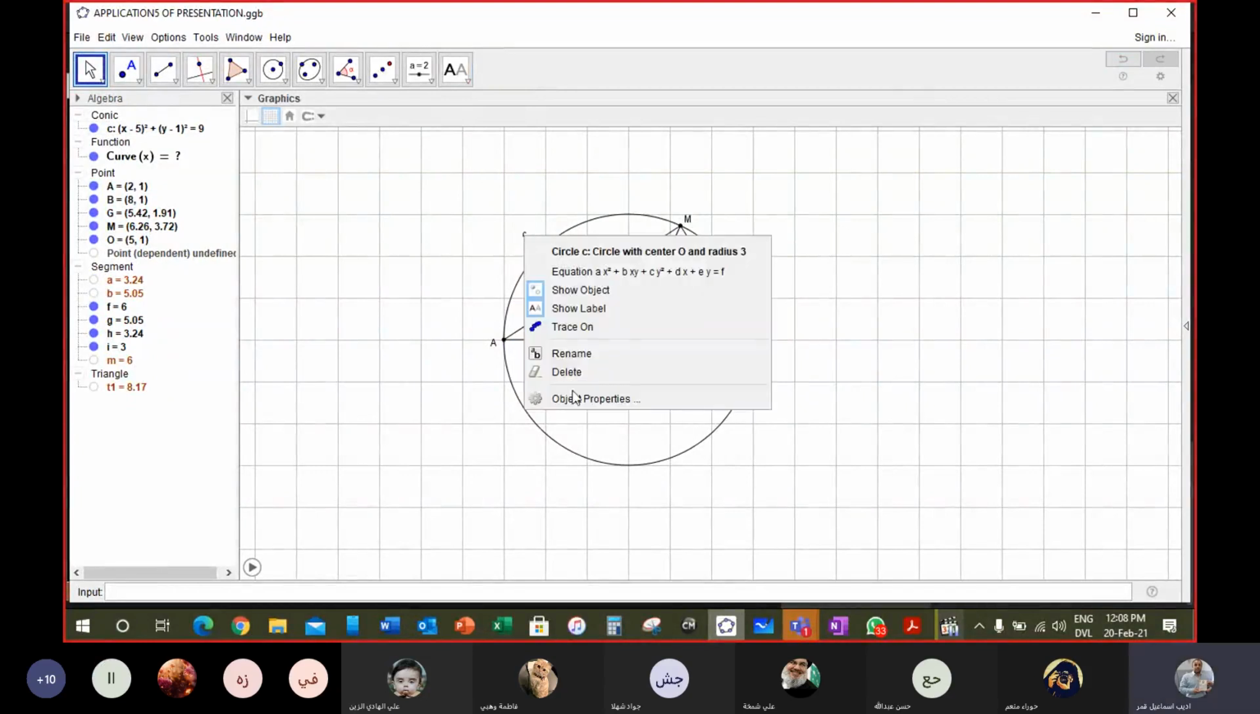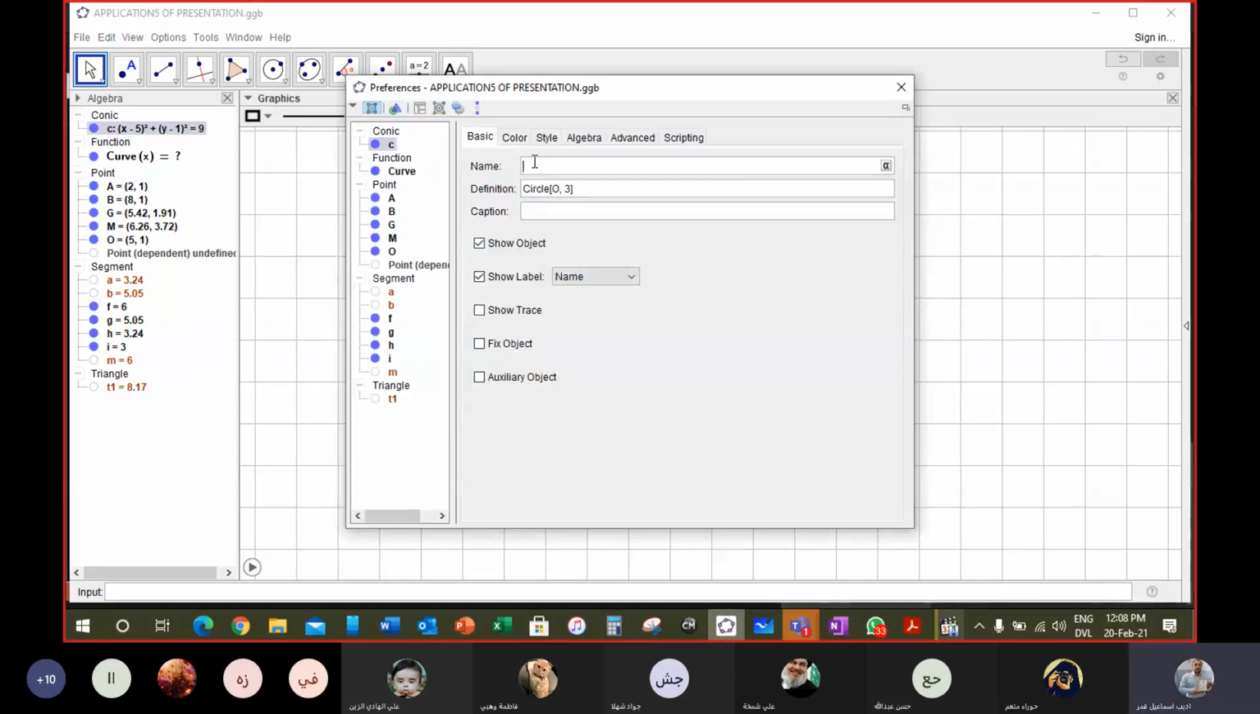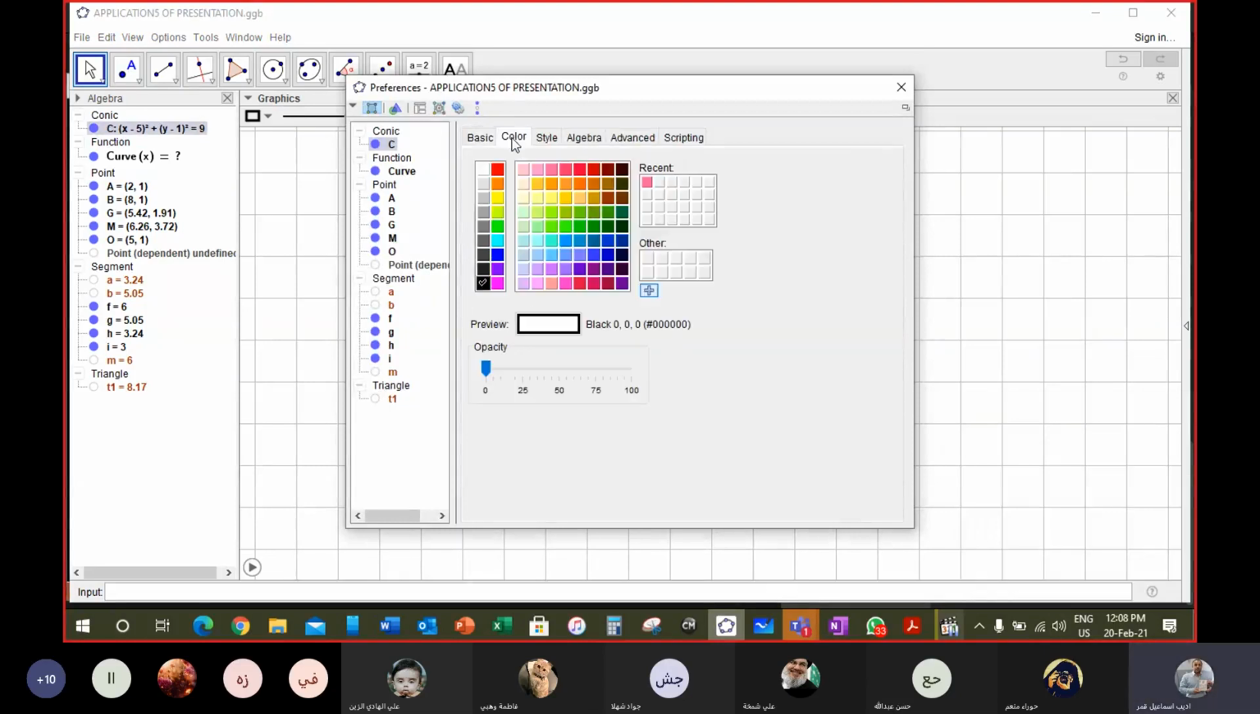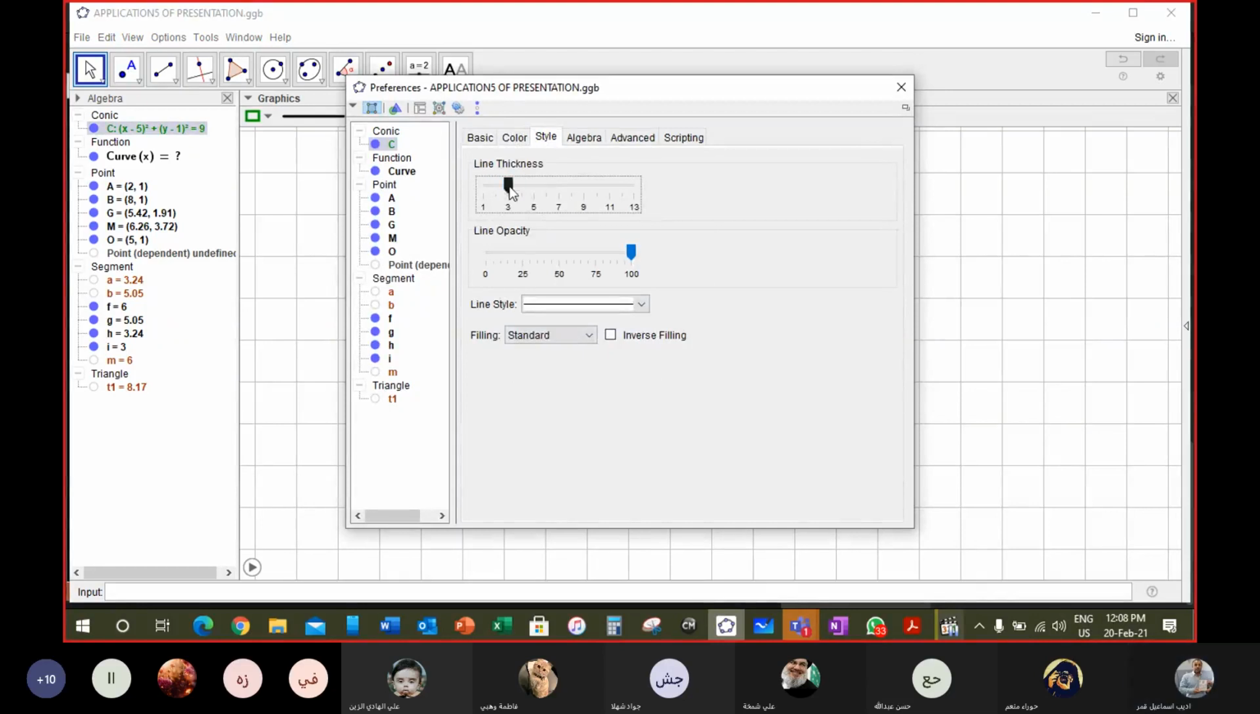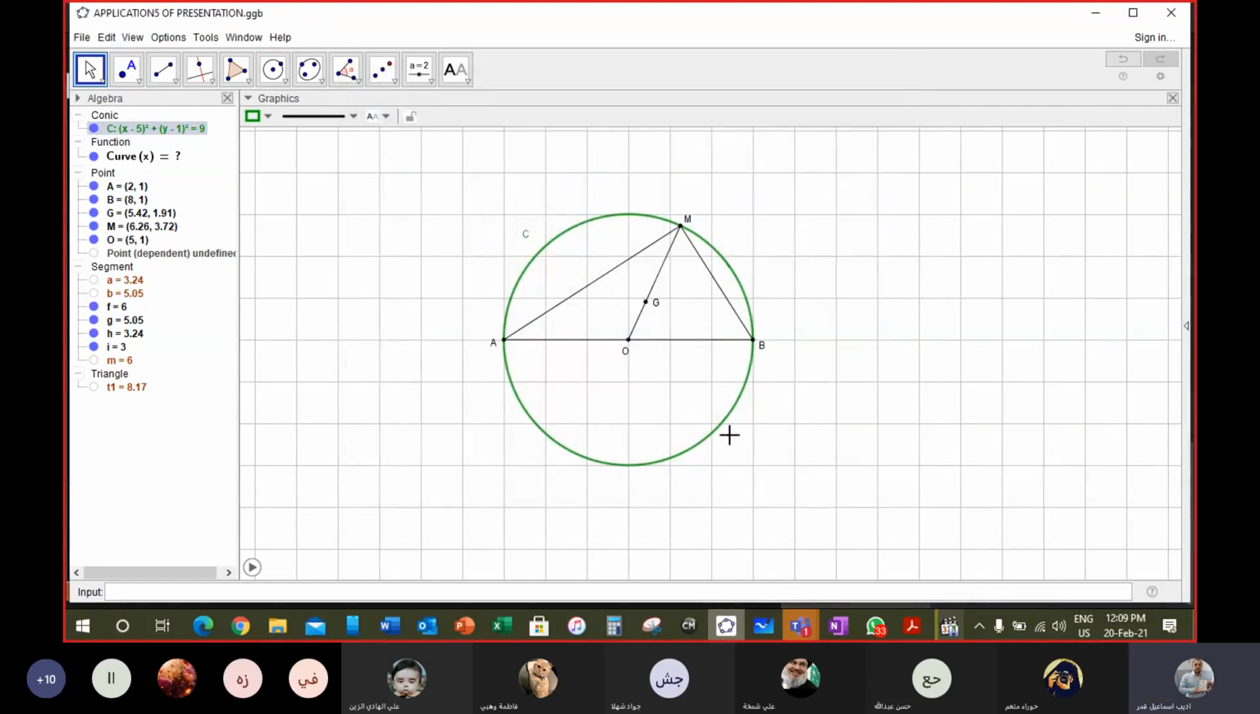This is circle C. Let's give it a different color and make it a bit bigger. Okay, so this is the circle C, which is a fixed circle of fixed diameter AB and the 3 points that are fixed: A, O and B.